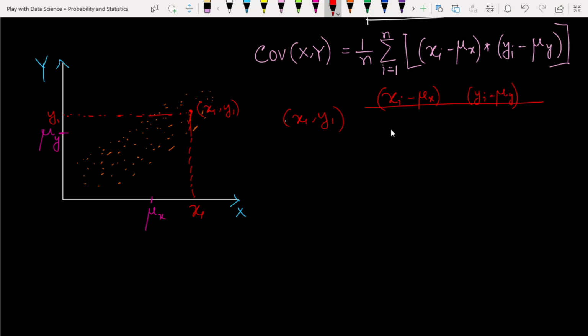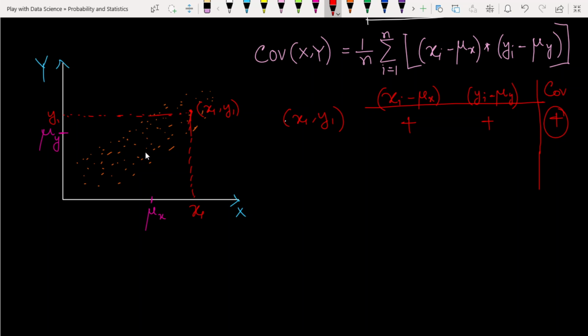If you just compute these two things, first for this point, what will be the value of xi minus mu x? For this xi minus mu x, its value will be positive, and yi minus mu y will be positive as well. Now if you multiply and sum up and take the averages, after multiplications take the averages, the average of all positive values must be positive. So the covariance must be positive.